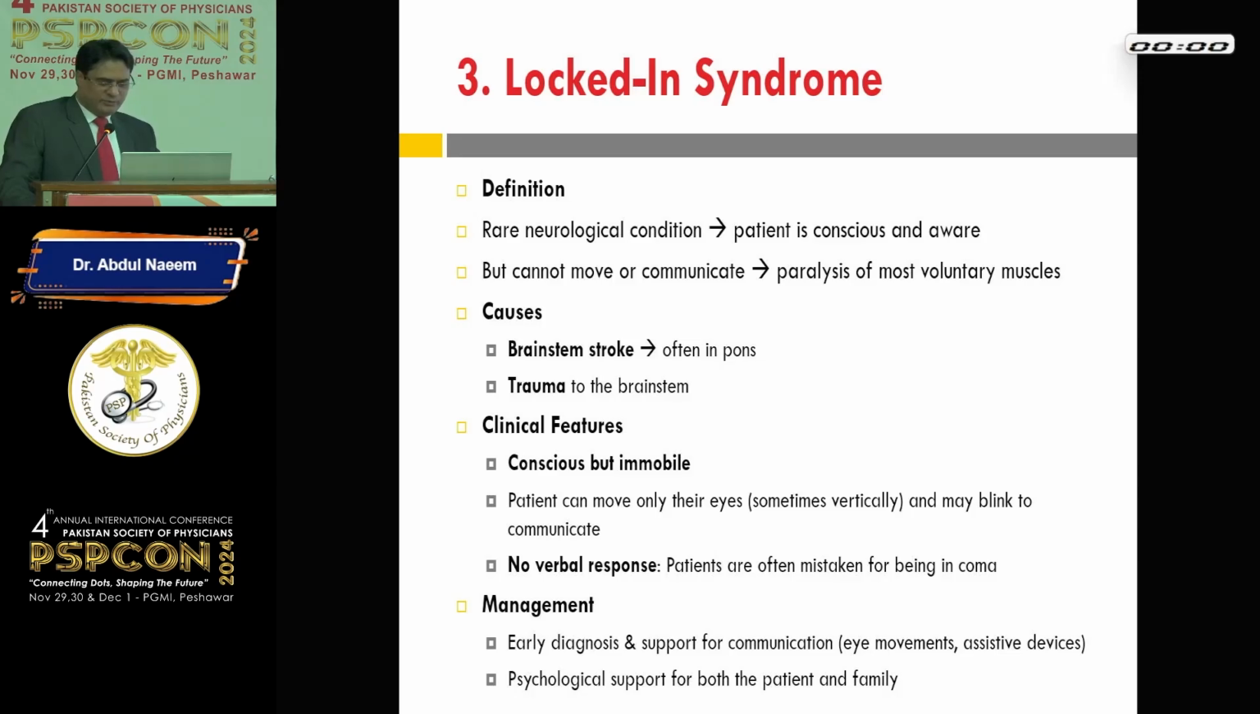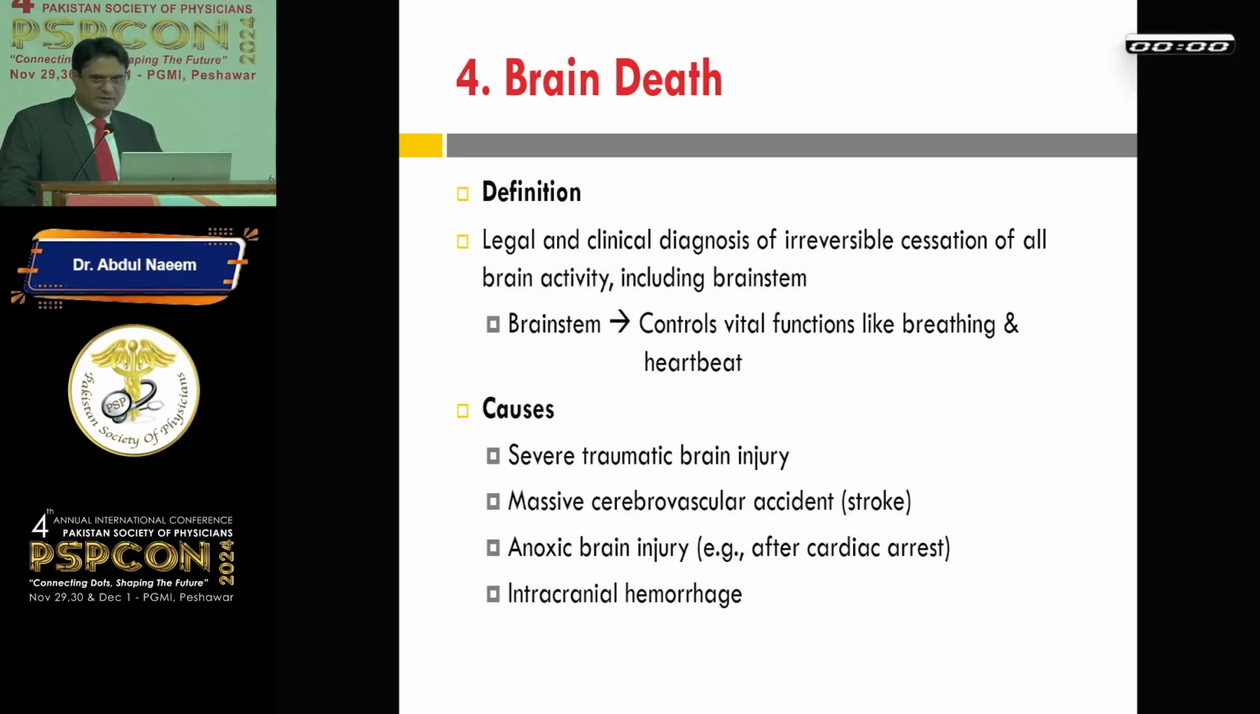What happens is the patient can move only his eyes, up and down, and sometimes lowering of the eyeballs. He understands he is hungry and needs food, but he cannot communicate to you because the voluntary muscles are not working. So there is no verbal response. The patient cannot talk, and though he is suffering pain, he cannot tell you that he has pain. Management: early diagnosis and support the communication. Sometimes we use communication assist devices. Give psychological support for the patient as well as the family. You have to communicate to the patient in this condition and inform him, because he is understanding. Sometimes we can build a rapport.